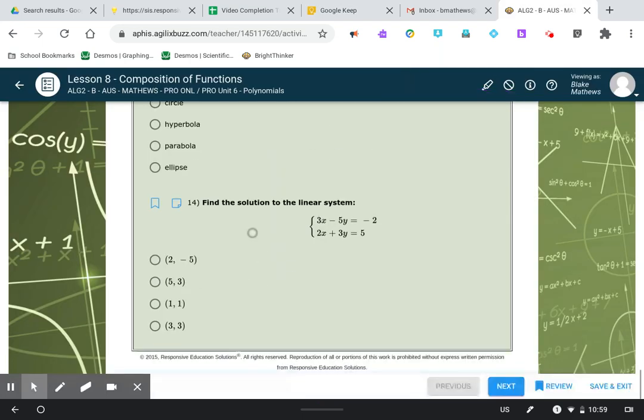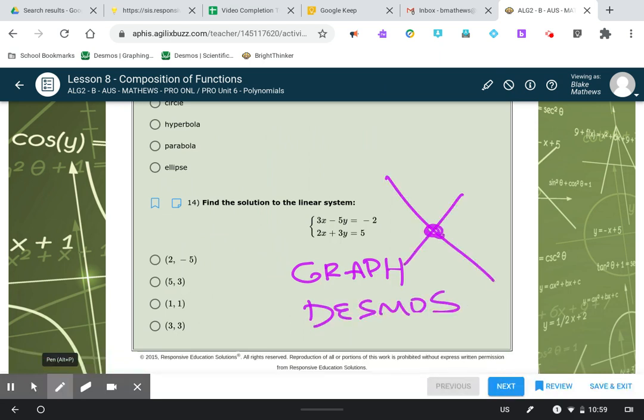Find the solutions to this linear system. Not much to say about this, but go graph it on Desmos and find the place where the lines intersect. So the solution is the place where they intersect. And that should be enough for lesson 8.